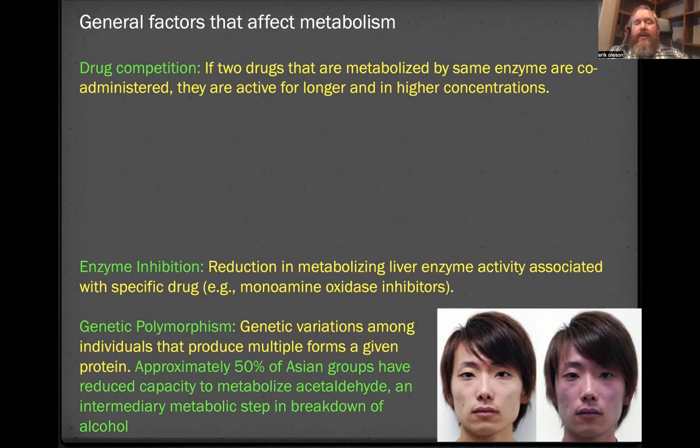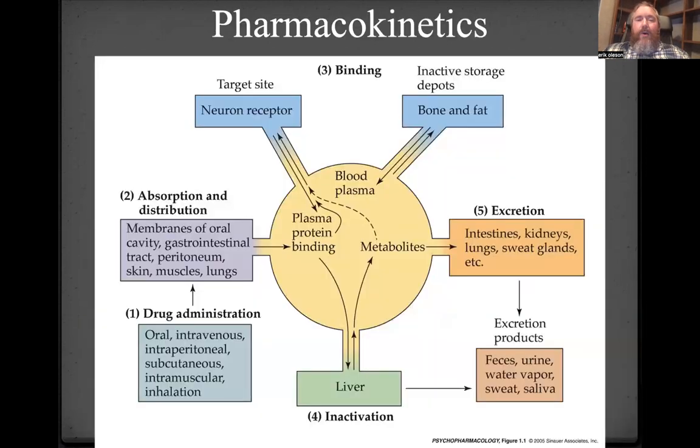It's also important to note that there are genetic polymorphisms that can influence how a drug is metabolized. Approximately 50% of Asian groups have reduced capacity to metabolize acetaldehyde, the intermediary breakdown product of alcohol.